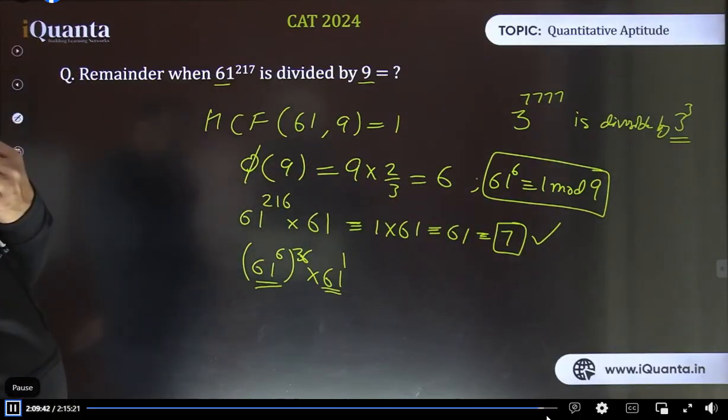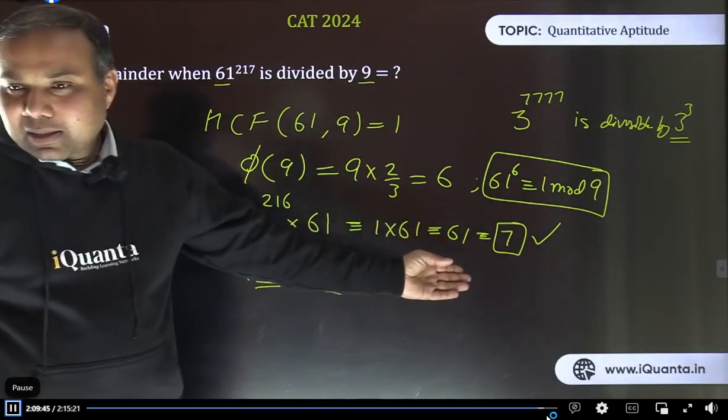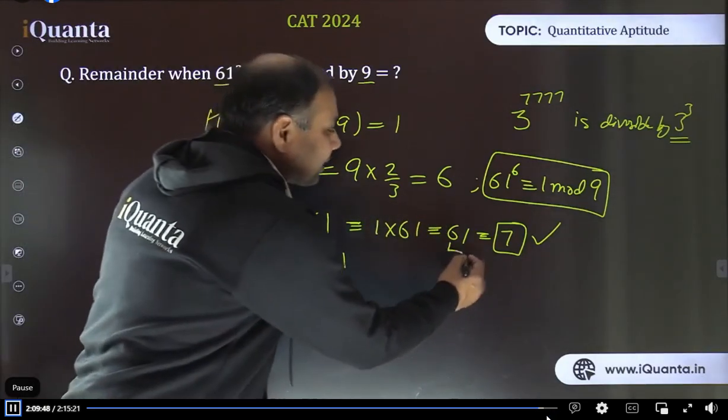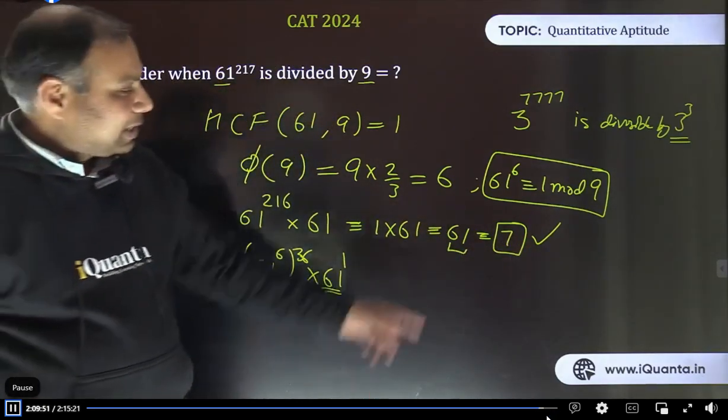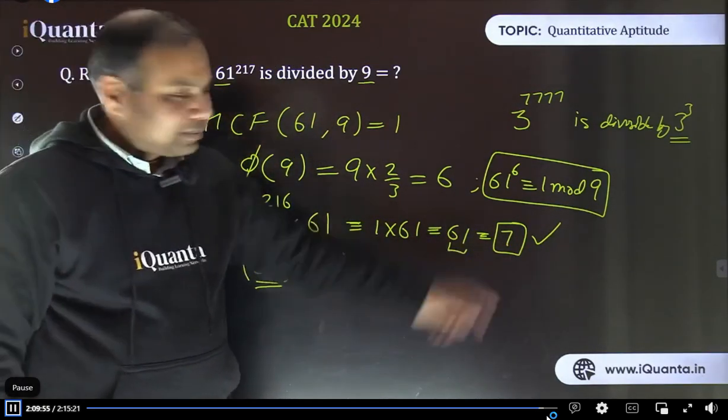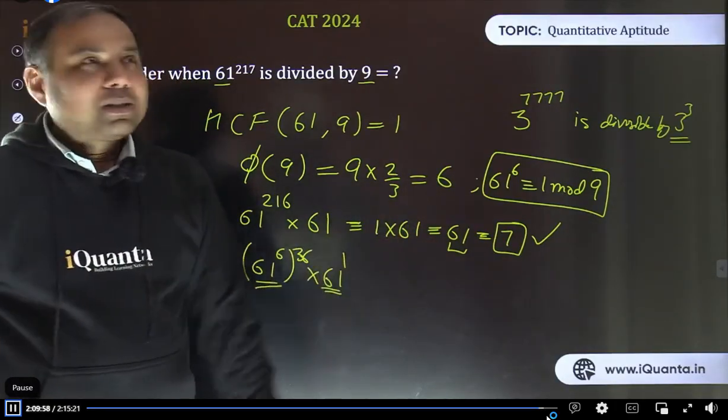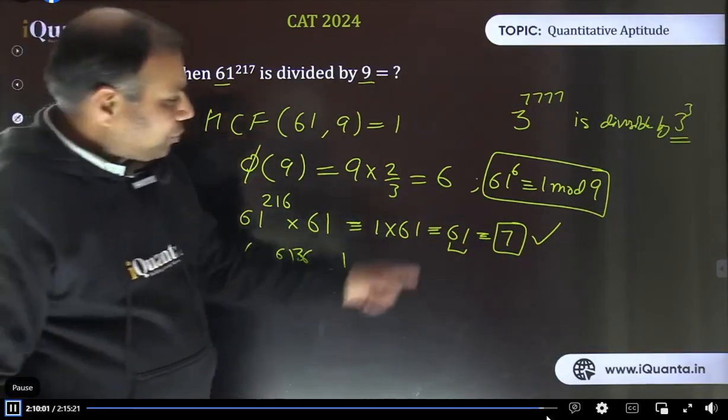How did we get 7? अरे 61 को 9 से divide तो कर सकते हो भाई. You can divide it or just use the sum of the digits. 6 plus 1, that is 7. 61 को आप 9 से divide करोगे तो क्या remainder बचेगा? You can divide it, 9 5 45, 9 6 54. 54 के बाद 7 बचा.